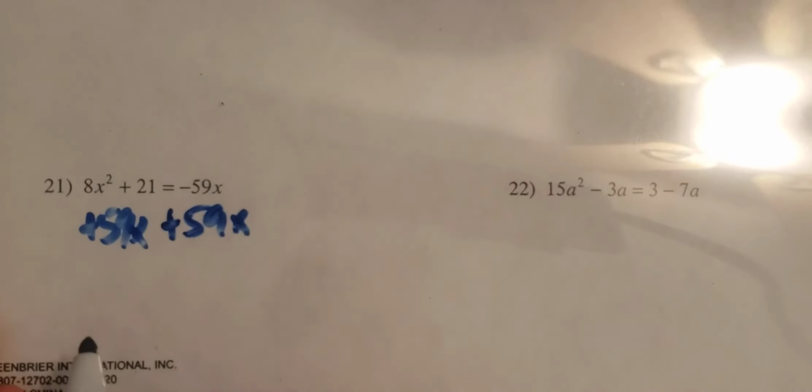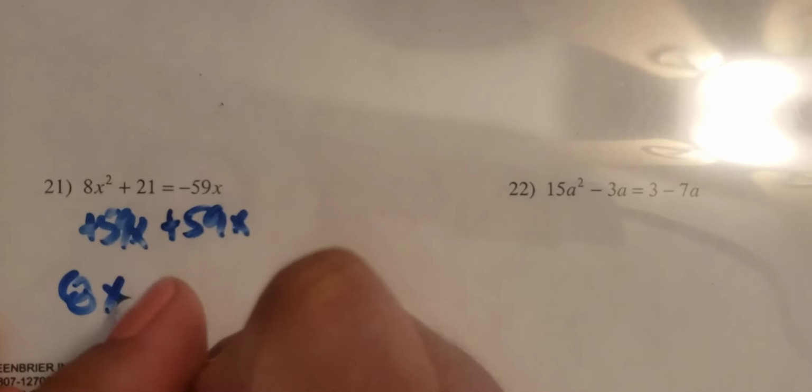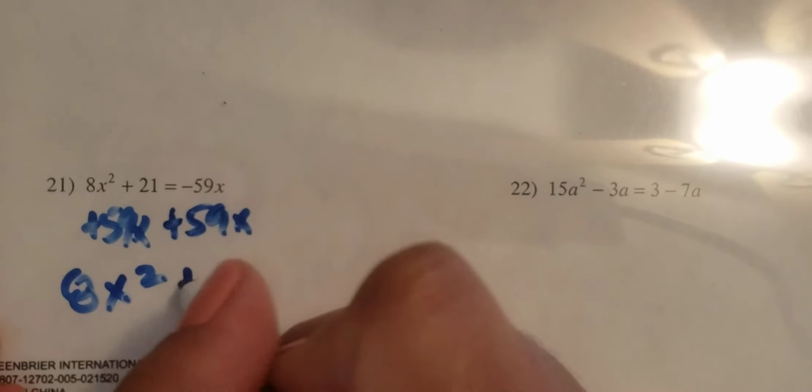So again, I need it to equal 0, so I'm going to add 59x to both sides. And then I always want to rewrite it in standard form. So I end up with 8x squared plus 59x plus 21 equals 0. So make sure you rewrite it in standard form. And then the next step now would be to see if we have a common factor.